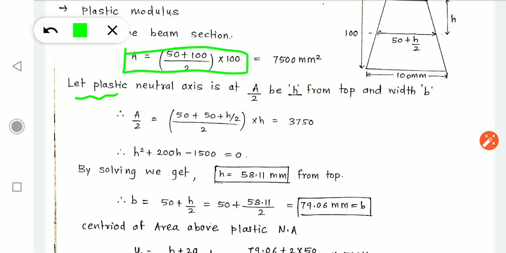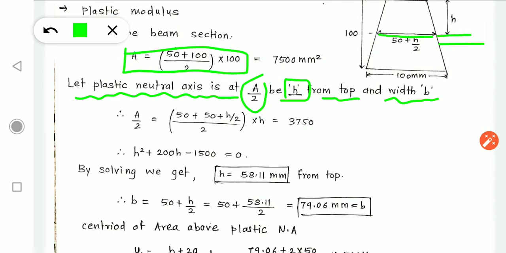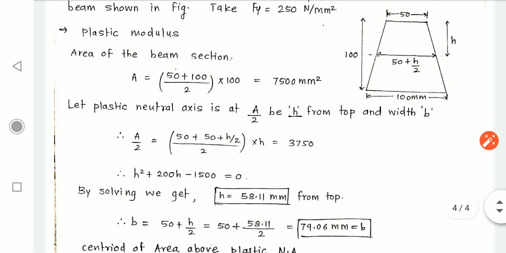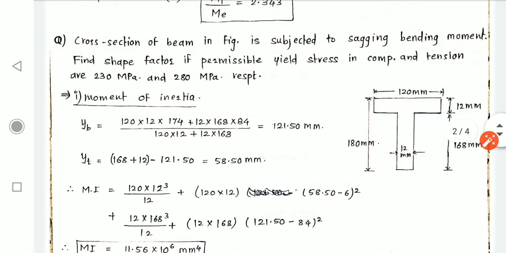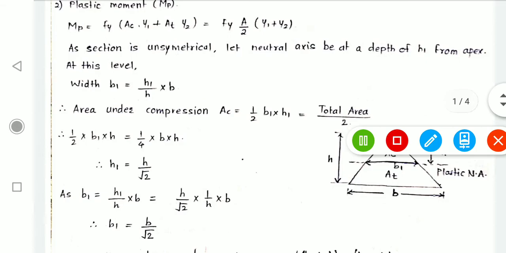Now let the plastic neutral axis be at A by 2, at h distance from the top, as I said, and the width will be b. But we have to know that width. We have to write it in terms of h, the assumed distance. Therefore, b at that point is considered as 50 plus h by 2. See, I did similarly for the triangular shape also.